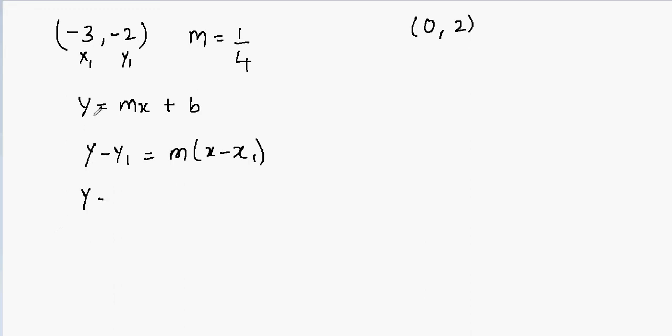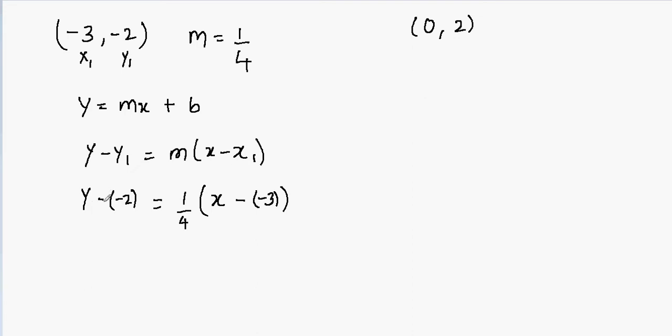y minus, what is the value of y1? It's -2. Now you have to be careful about the sign. You can just write this as -2 inside the parentheses, is equal to m, which is 1 over 4, and then x will remain x, minus x1, which is -3. So I'm going to plug in -3 in place of x1, and make sure that you include that in the parentheses.